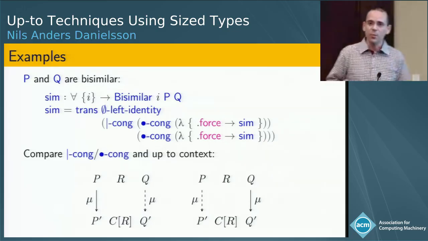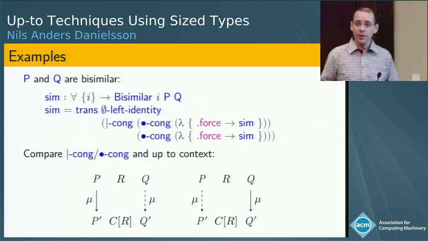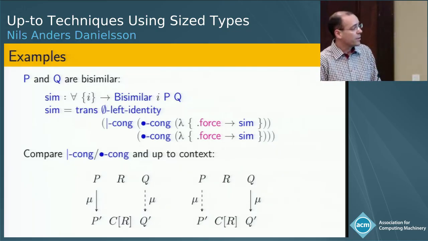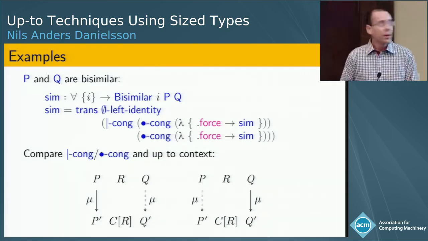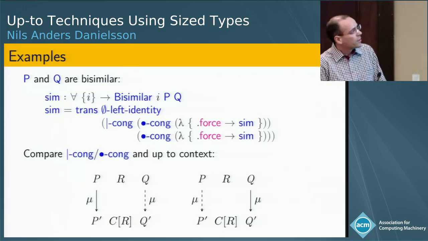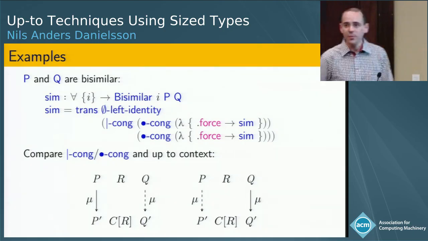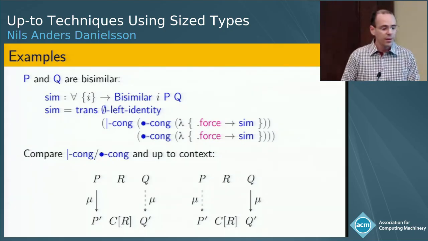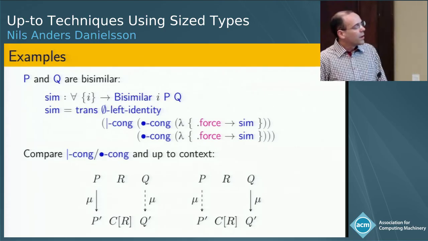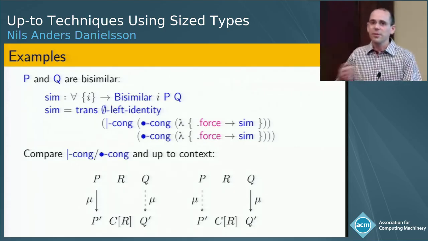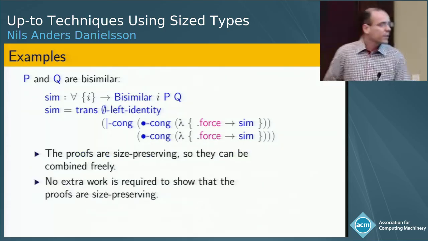And similarly, we can compare the preservation lemmas to up to context. So up to context says that, well, we can replace R here with the context closure of R. And that's sort of what we're doing here with these things. We're taking the context with parallel composition and the two dots here. So this kind of gives us the up to context technique.